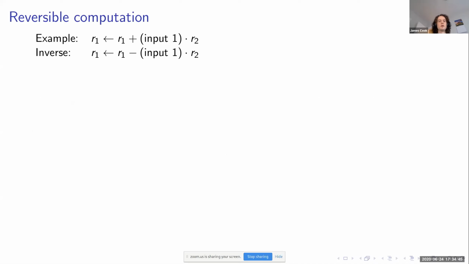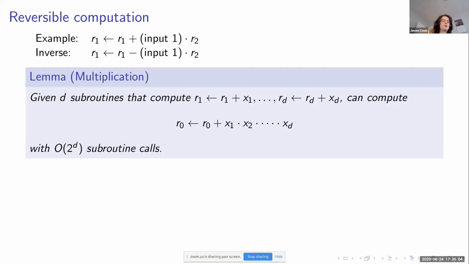Our algorithm is a sequence of reversible instructions. For example, the first instruction here says multiply input number one by register number two, and add the result to register one. You can take the inverse of that instruction just by changing the plus to a minus. Our algorithm relies on this multiplication lemma, which says that suppose you have d different subroutines, where the first subroutine adds some value x1 to register one, and so on, and the last one adds some value x sub d to register d. Then we can combine these subroutines in order to compute the product x1 through xd, and it takes on the order of 2 to the power d subroutine calls.